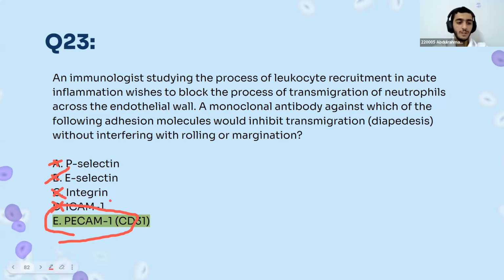Just a small pointer is that integrins and ICAMs are not exactly margination. Margination is different than adhesion. Margination is the first step, which is basically the neutrophils going from the center of the blood vessel towards the endothelium. Then you're going to have the rolling, and then you're going to have adhesion. Integrins and ICAMs are for adhesion, and P-selectin and E-selectin are for rolling. So margination, then rolling, and then adhesion. And lastly, you got the diapedesis, right? Anyways, good job, you guys.